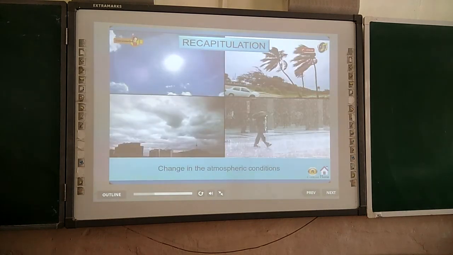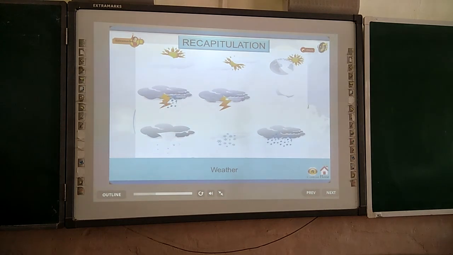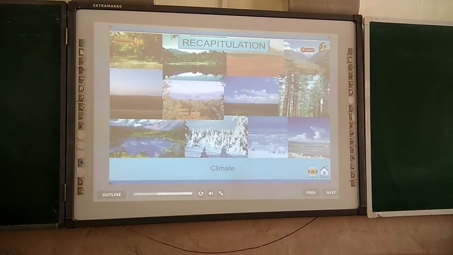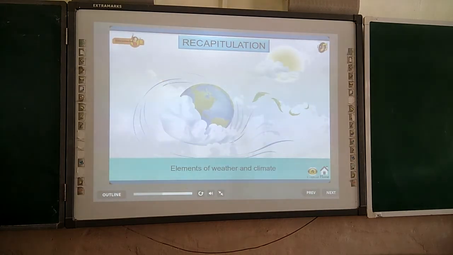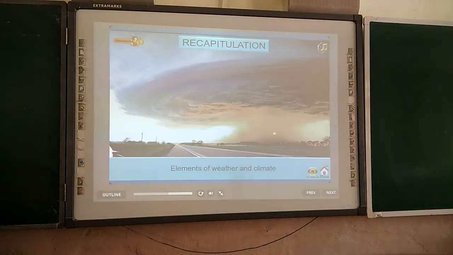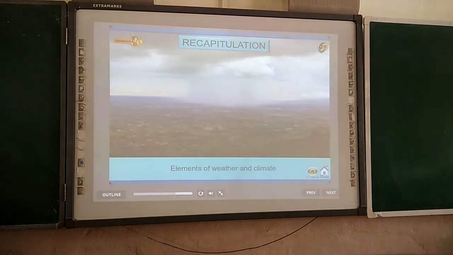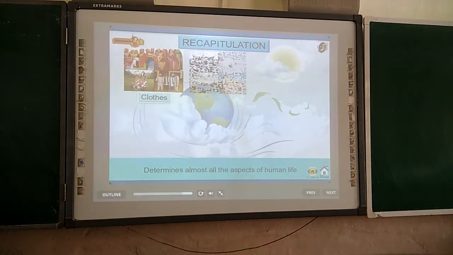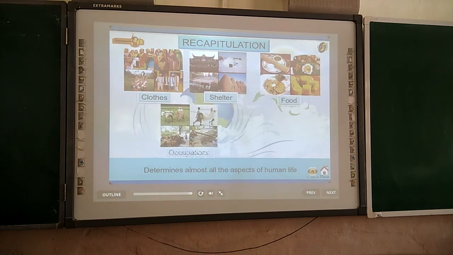The atmospheric conditions of the place where we live keep on changing every day. The state of the atmosphere at any particular place or time is called weather. The average weather condition of a place for a longer period of time represents the climate of a place. Elements of weather and climate are temperature, air pressure, wind, and moisture. Because of these elements, weather and climate determine almost all the aspects of human life.